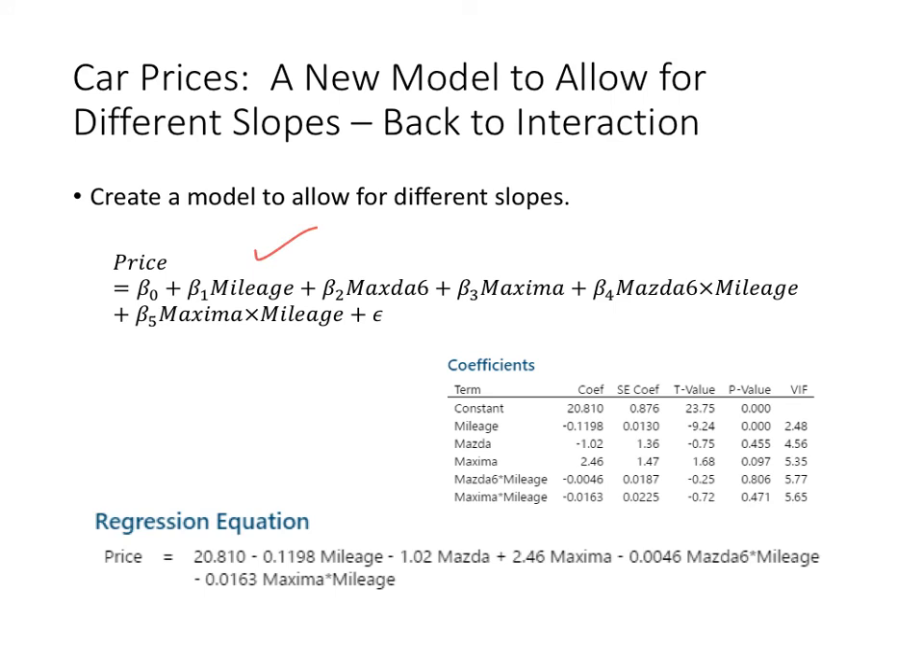We still have miles, we still have the type of car, Mazda or Maxima, but now we're going to put in some interaction terms, because if the slope is going to be different depending on the type of car, we'll want to include these terms. Again, I strongly suggest in this case that you carefully read page 179 to see how to interpret these slope coefficients.